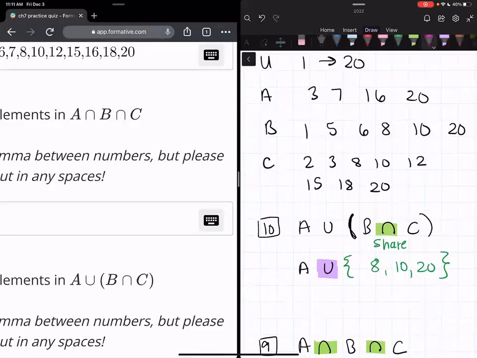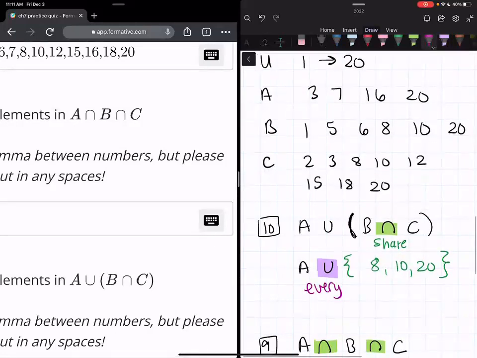And now we're going to do the union, which means everything. So we need everything from A plus these 3 numbers. So A is 3, 7, and then squeeze the 16 in there where it belongs. The 20 was already included.